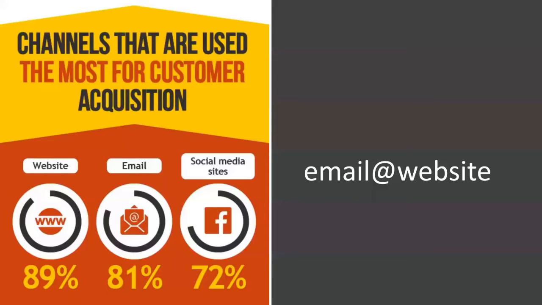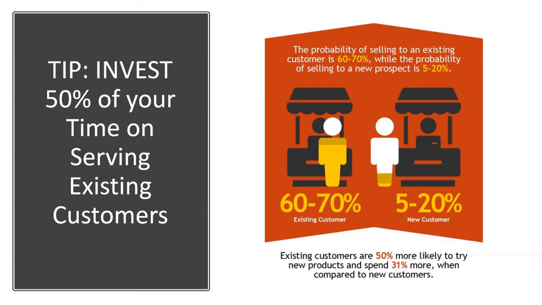Let's talk about acquisition. This is what everyone is basically focused on. Most people are focused 80% of the time on it. The channels used the most for customer acquisition are the website, email marketing, and social media. Websites are still king. Existing customers are 50% more likely to try new products and spend 31% more when compared to new customers. The probability of selling to an existing customer is much higher. The probability of selling to a new prospect is between 5 and 20%.